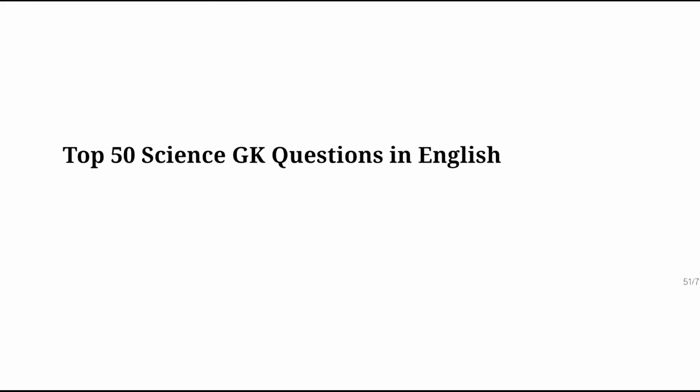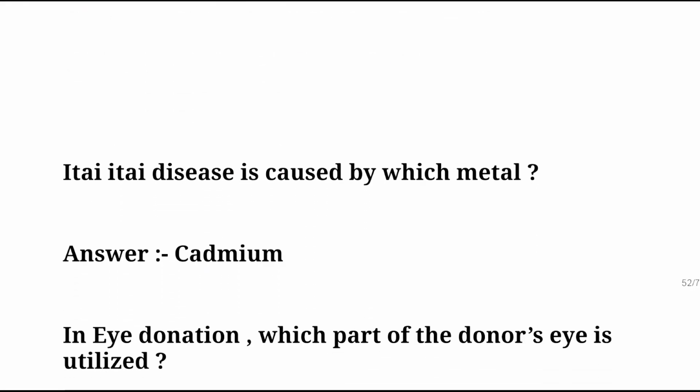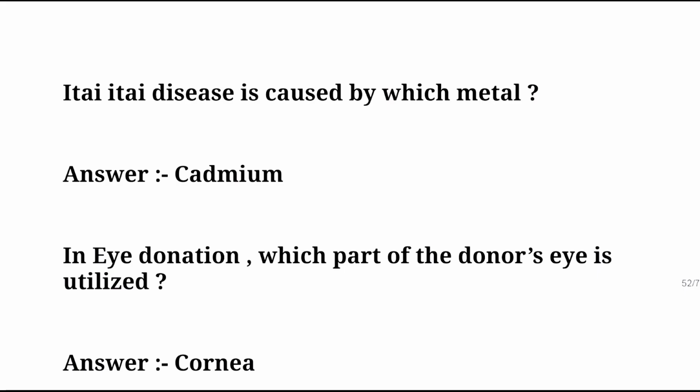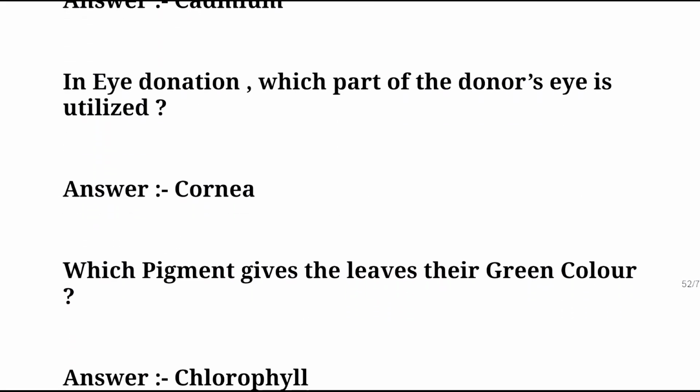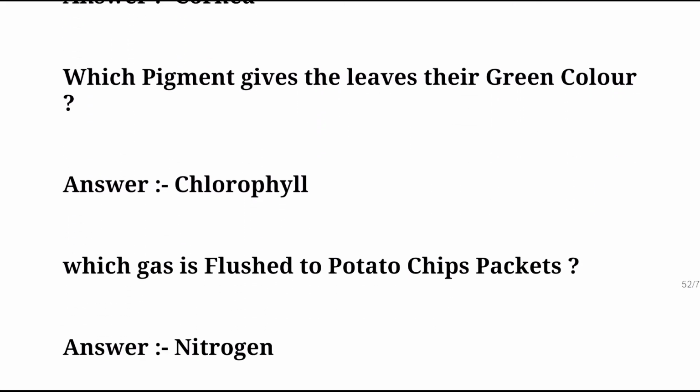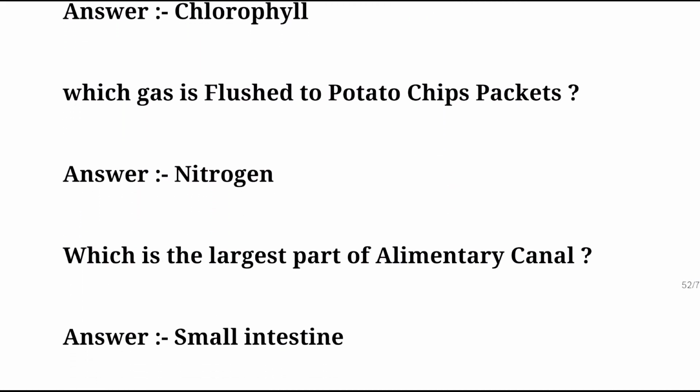Top 50 Science GK questions in English. Eye disease is caused by which metal? Answer: cadmium. In eye donation, which part of the donor's eye is utilized? Answer: cornea. Which pigment gives the leaves their green color? Answer: chlorophyll. Which gas is flushed to potato chips packets?